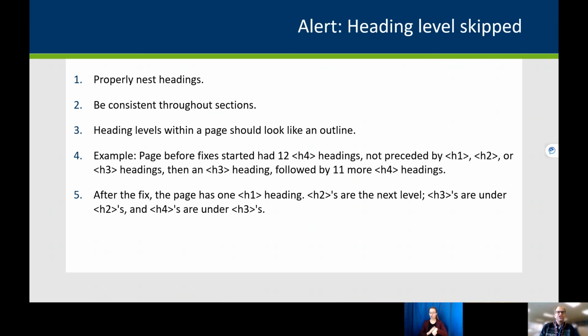Alerts for heading level skipped. You want to properly nest headings and be consistent throughout sections. Heading levels within a page should look like an outline. For example, the page before the fixes were started had 12 H4 headings, not preceded by a H1, H2, or H3 heading, then an H3 heading followed by 11 more H4 headings. After the fix, the page has one H1 heading, H2s are the next level, H3s are under H2s, and H4s are under H3s.